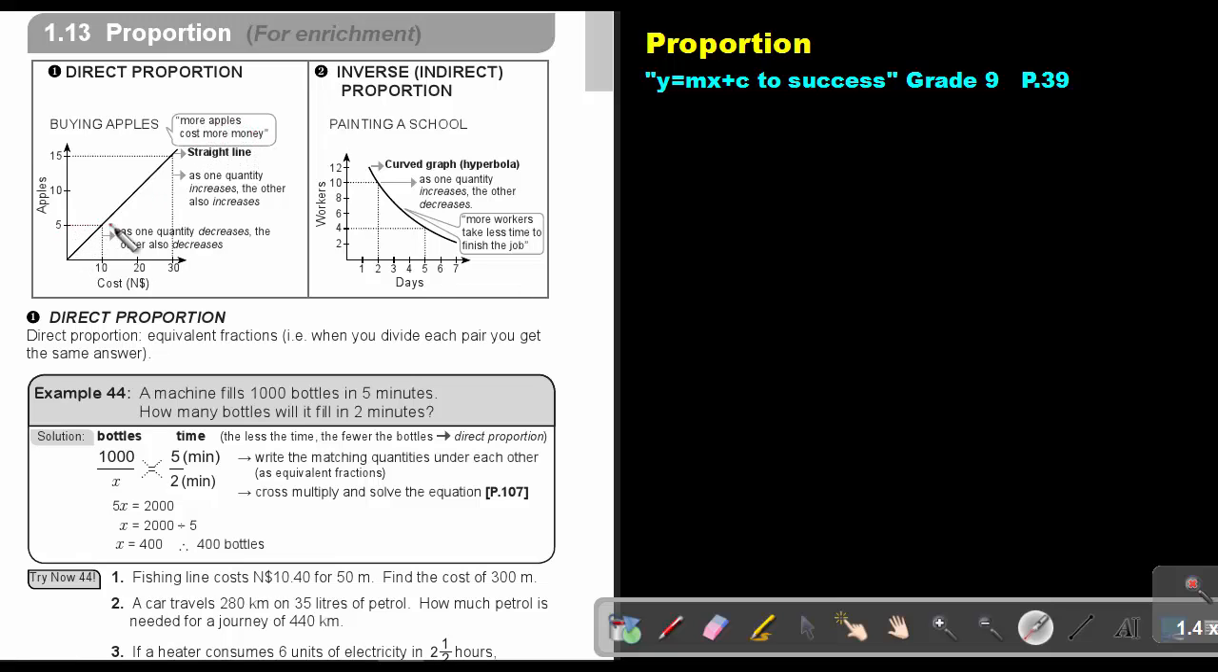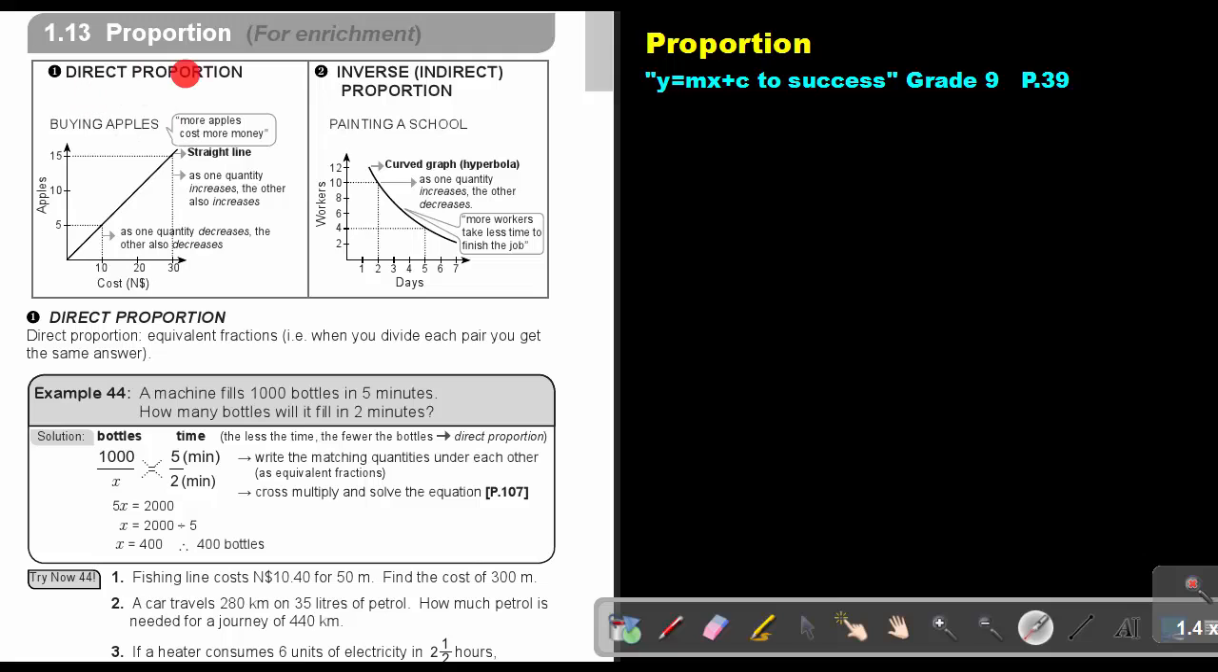So if I buy 5 apples, it costs me 10 Namibian dollars. But if I buy 15 apples, it will cost me 30 Namibian dollars. So it's forming a straight line, direct proportion. As one quantity increases, the other also increases. So if this amount goes up, then this amount will also go up. As one quantity decreases, the other also decreases. If this one goes down, then this one will also go down.